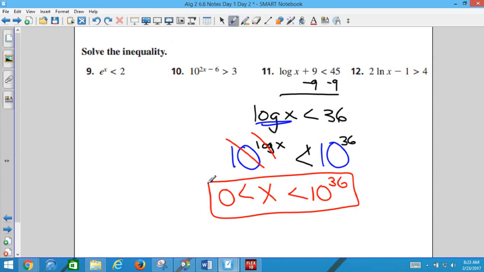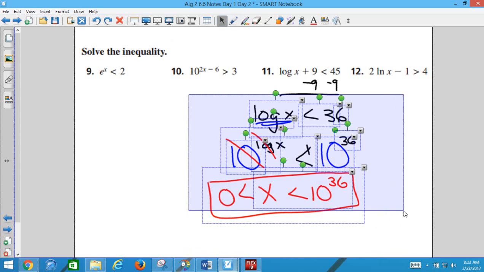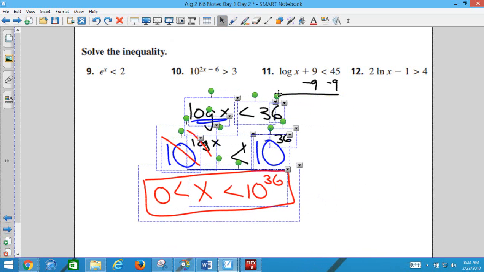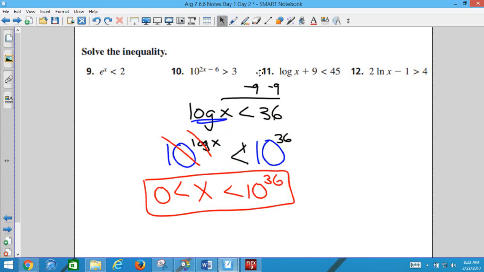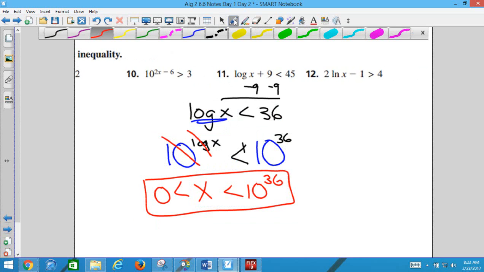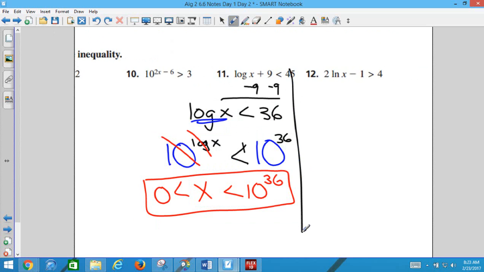Okay, the last one. 2 ln x minus 1 greater than 4. What should I do first? Add 1. So 2 ln x greater than 5. What should I do? Divide by 2. So ln x greater than 5 halves.